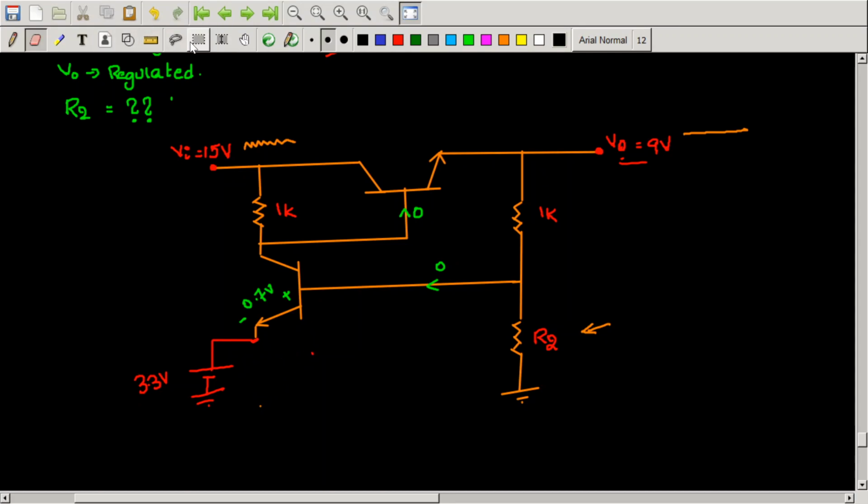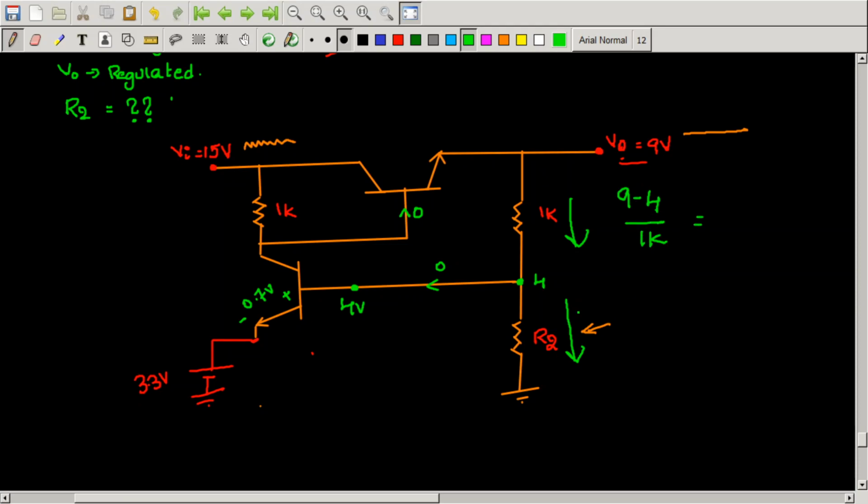Now what will be the voltage at this point? It will be 3.3 plus 0.7 because we are going up, so it will be 4 volts. So this one will also be 4 volts. Since the current flowing in this base is 0, this current should be equal to this current, right? But what is this current? It is simply (9 minus 4) by 1k.